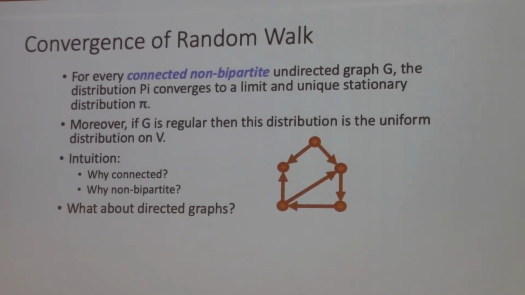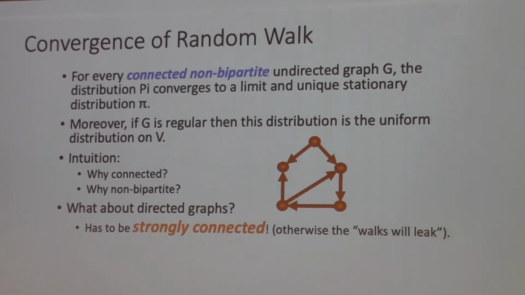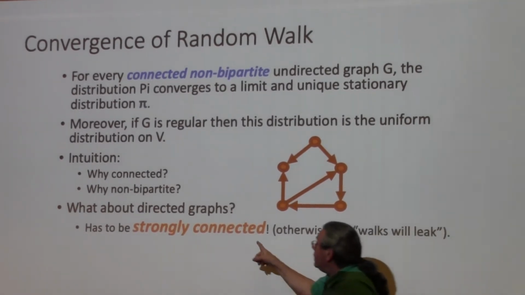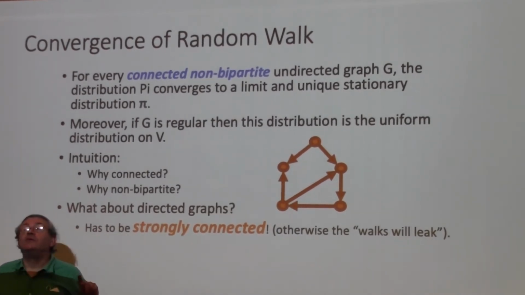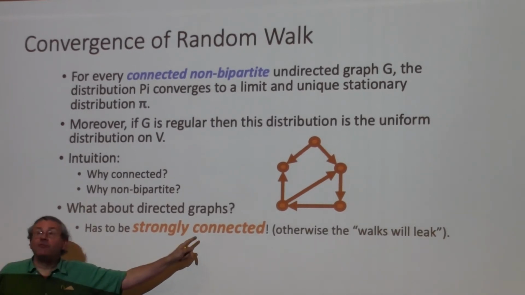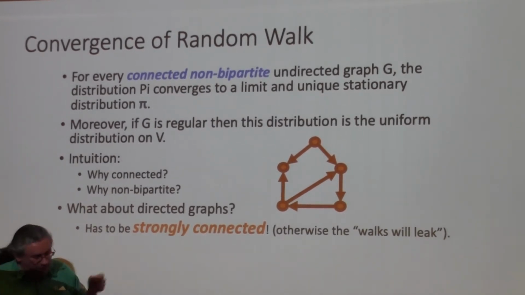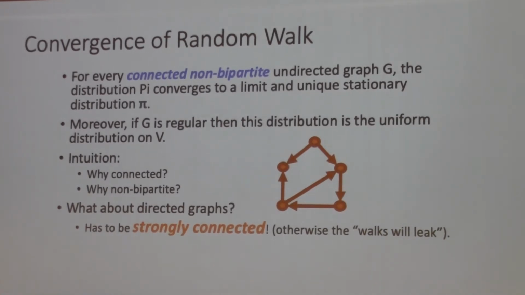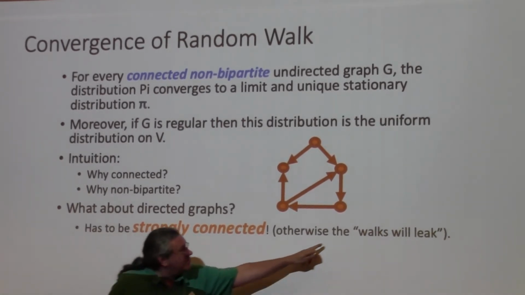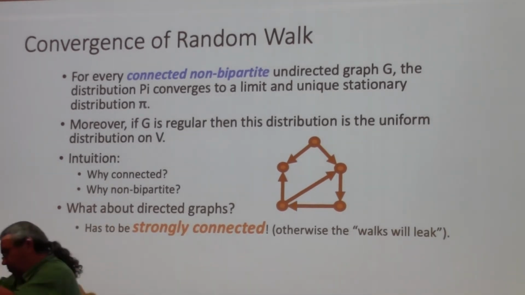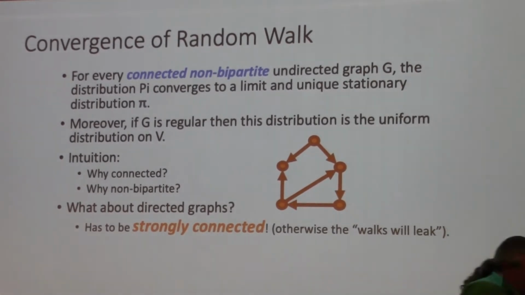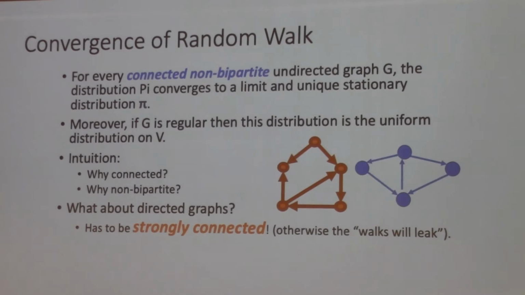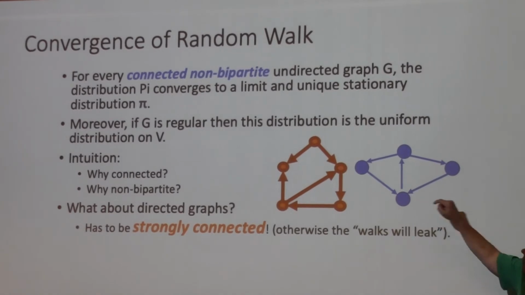So here's a directed graph. Okay, the directed graph has to be strongly connected. We saw that already last time, huh? That means there has to be a path from every node to every other. Otherwise, the walks will leak. In fact, you end up in these leaky places that you will not come out of. Like here, for example, here you have a strongly connected one.